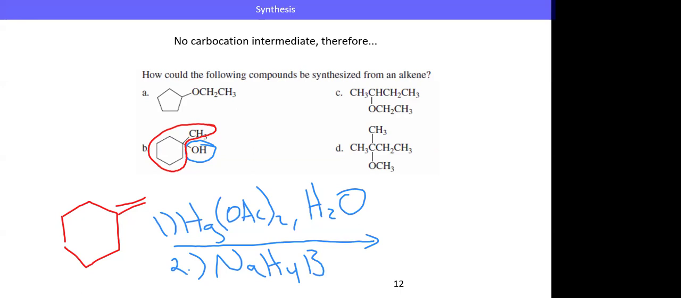And this also brings up, why would we use mercury when we could just, this one, it doesn't matter if it goes through a rearrangement, right? We're putting an OH on a tertiary carbon either way. So we could just use acid catalyzed here.